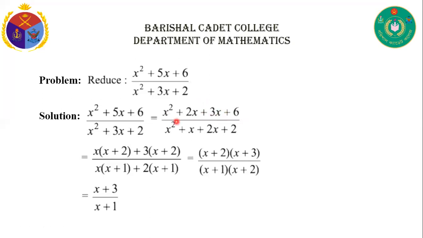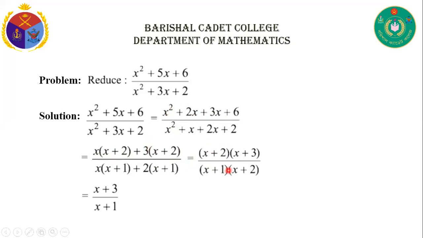So we can write 5x as the sum of these, and x squared plus 3x plus 2, we can write as x squared plus x plus 2x, and the multiplication of x into 2x is 2x squared. Now we take x common from the first two terms, then x into x plus 2, and we take 3 common, then it is also x plus 2, and then taking x plus 2 common, we get x plus 2 into x plus 3. Similarly, we can write the denominator as x plus 1 into x plus 2.